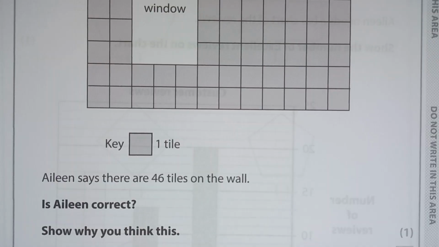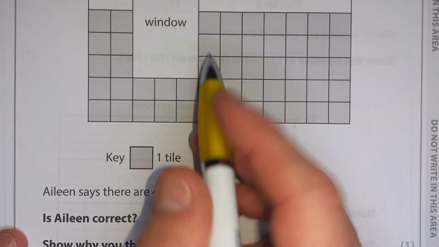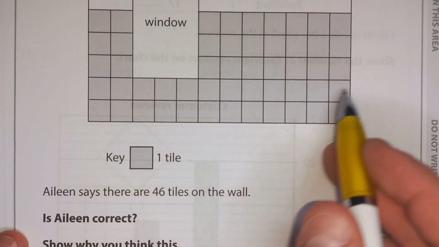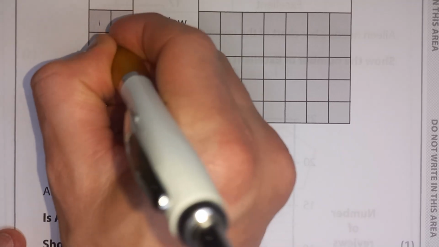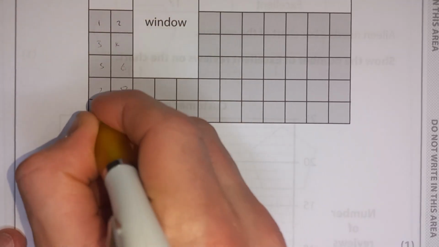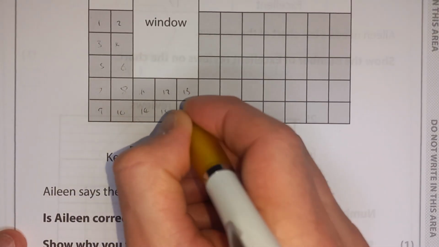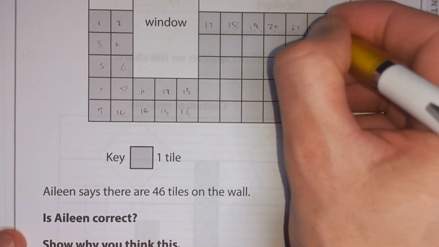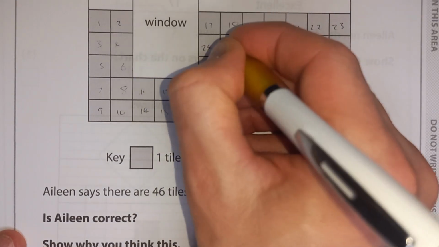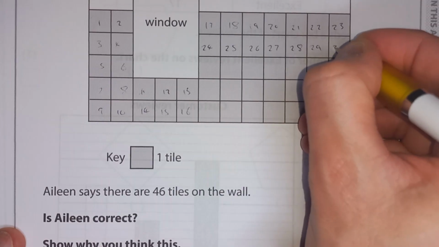Okay, so a couple of ways of doing this. One is we can do some multiplying. We can split this into rectangles. Say we've got one big rectangle here, another one here, and then work them all out. Or, probably more straightforward, is just count them. 1, 2, 3, 4, 5, 6, 7, 8, 9, 10, 11, 12, 13, 14, 15, 16, 17, 18, 19, 20, 21, 22, 23, 24, 25, 26, 27, 28, 29, 30.